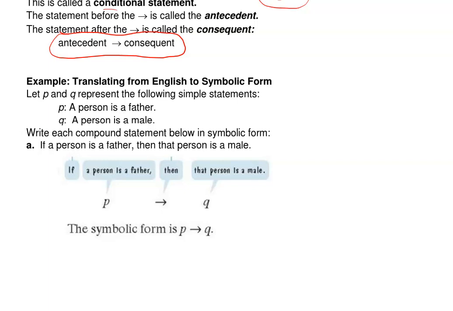So let's look at an example. If P and Q represent the following simple statements: P is the statement that a person is a father, and Q is the statement that a person is a male. Okay, so write each compound statement symbolically. Now I'm just following the notes, and I'm sure this example is probably taken from the textbook. So I don't want to get into gender politics or identity politics or anything. I just want to say that this example does not reflect my personal views necessarily. I'm just using the example that I was provided.